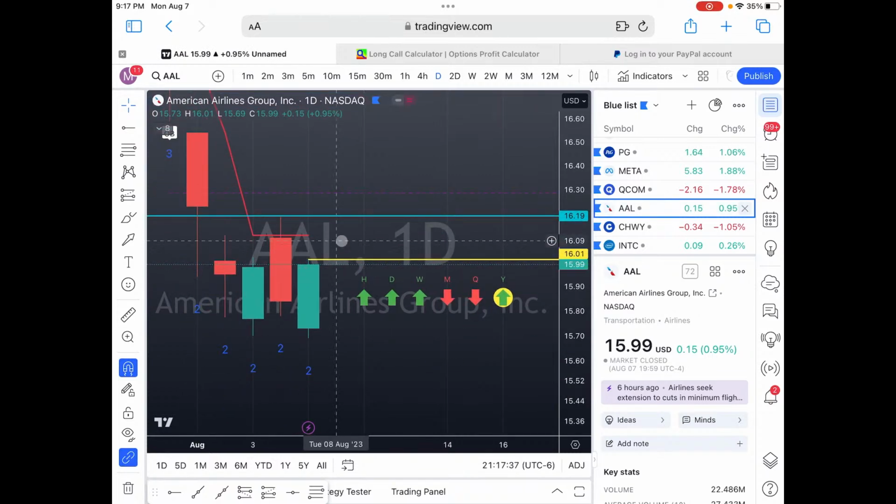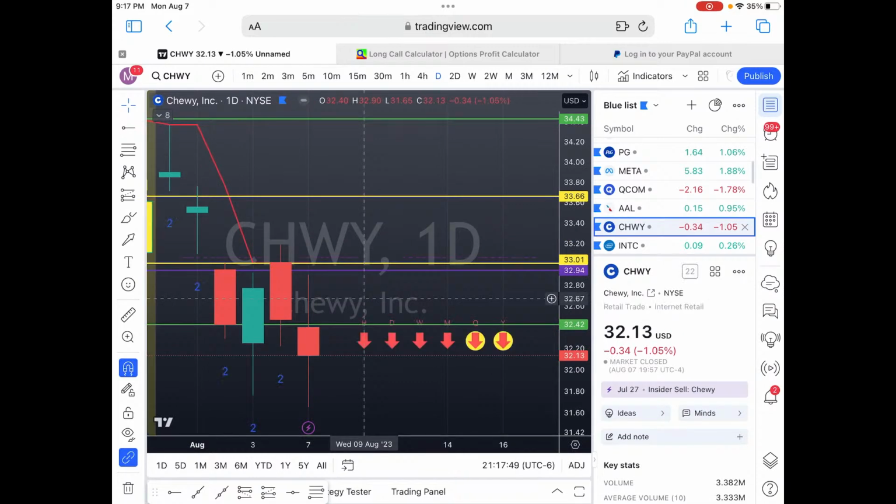Let's move on to American Airlines, AAL. There's a 2 down, finished green. That's what we had talked about. Here's another one, 2 down, finished green, and we ran up. So 2 down, finished green. We're going to look for this thing to run up again. Calls at 16.01.